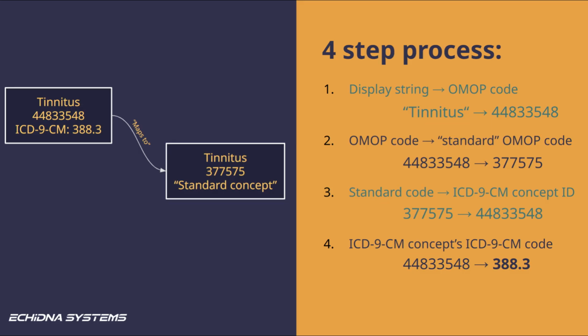Now you might notice that steps 2 and 3 actually cancel each other out in this case. That's because step 1 only returned one concept. If it returned multiple concepts and we needed to disambiguate them, then we can use steps 2 and 3. But in this case, we could just skip them.